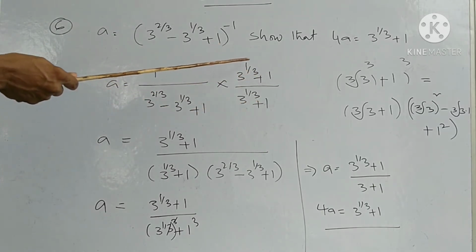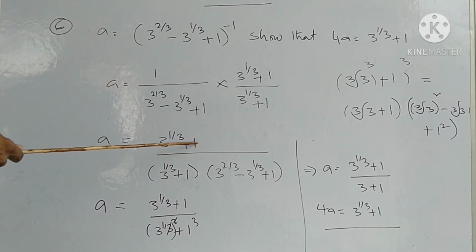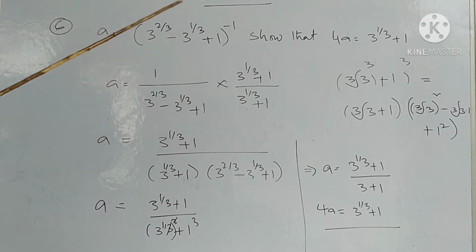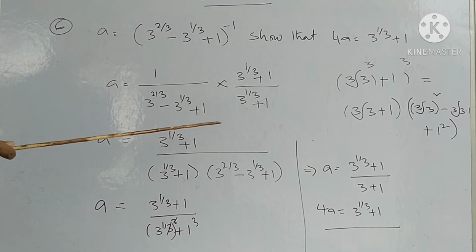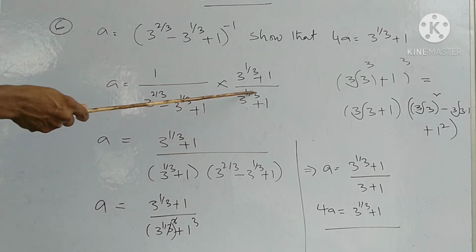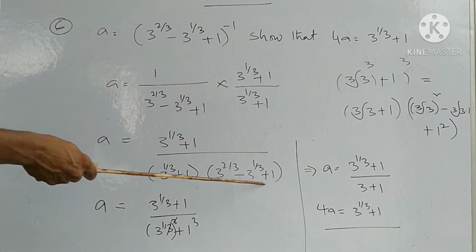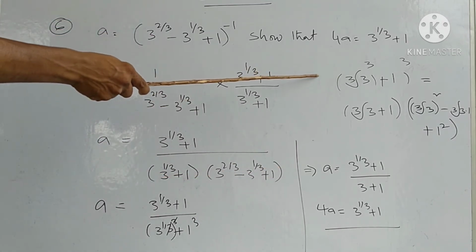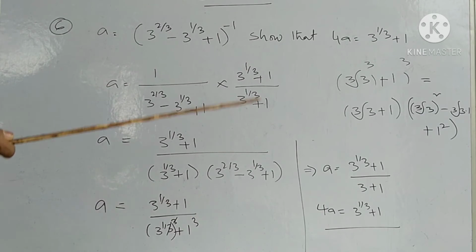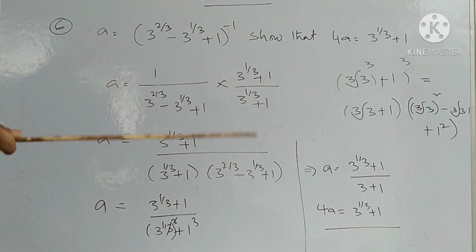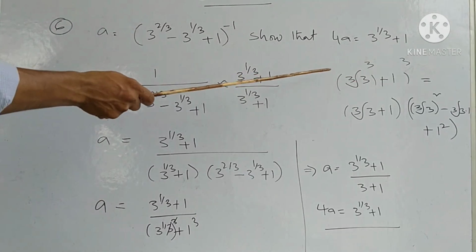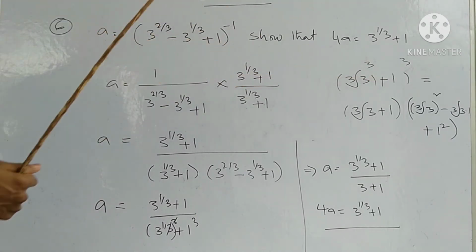So that is equal to 3 to the power of 1 by 3 plus 1, where 3 to the power of 1 by 3 means the third root of 3, over (3 to the power of 1 by 3 plus 1) into (3 to the power of 2 by 3 minus 3 to the power of 1 by 3 plus 1). So it is of the form a cube plus b cube, which means (a plus b) into (a square minus ab plus b square). Here a is equal to the third root of 3, b is equal to 1.